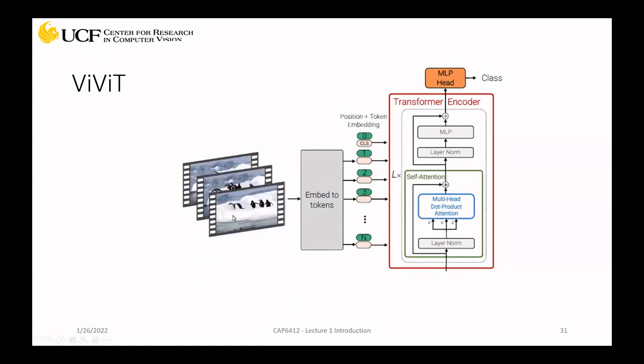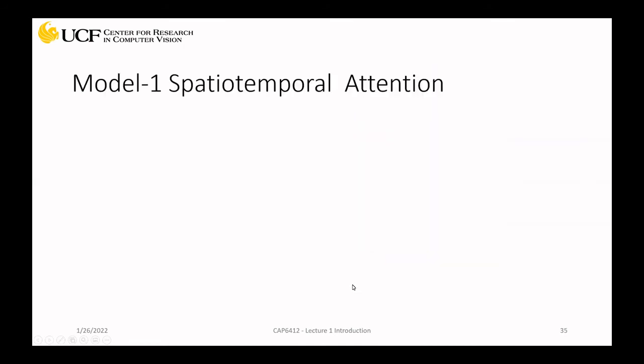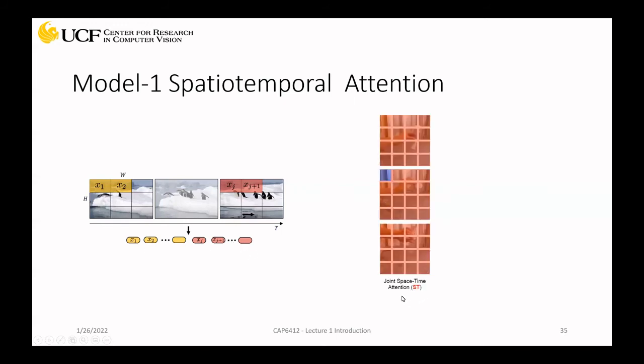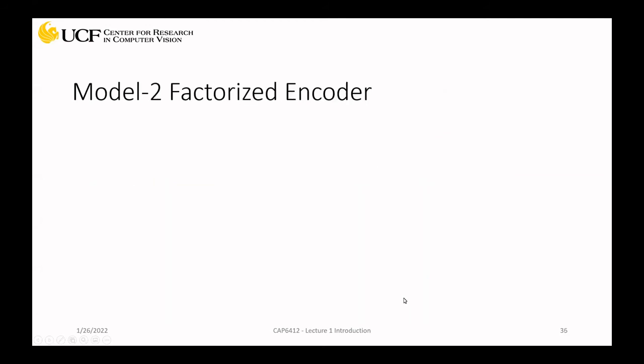So given the clip, the frames, you get these patches and you get these position encodings and so on. This is like a standard transformer thing, and your MLP head. So they look at about 4 different models. How do you do the attention? So one is spatial temporal attention. You take these images and divide into patches, you get a sequence of patches. And this is basically similar to what we just learned earlier, joint space-time attention.